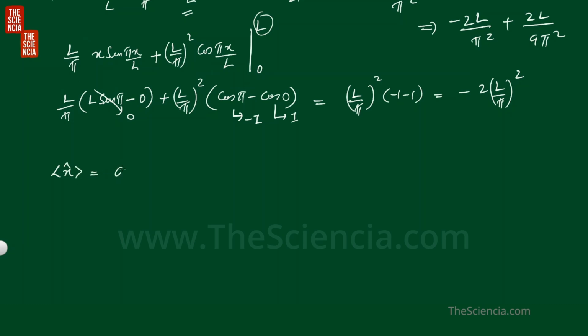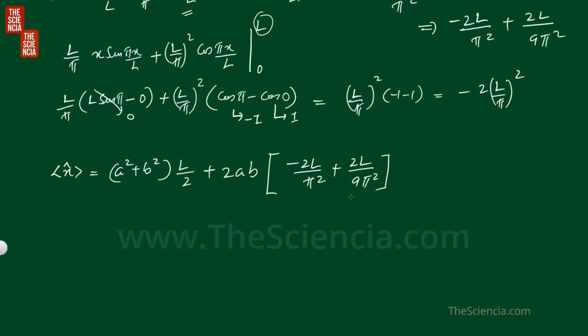So we will get (a squared plus b squared) into L/2 plus 2ab into the integral value, that is minus 2L/π squared plus 2L/(9π squared). So we can add these two terms. Finally we will get the expectation value of x equal to (a squared plus b squared) into L/2 plus 2ab into minus 16L/(9π squared).